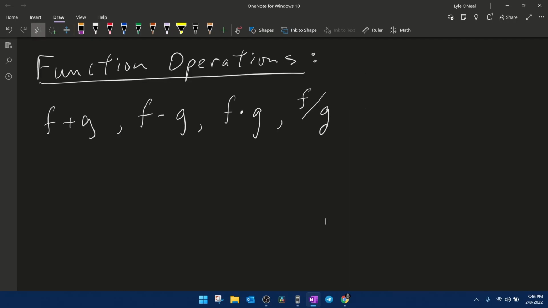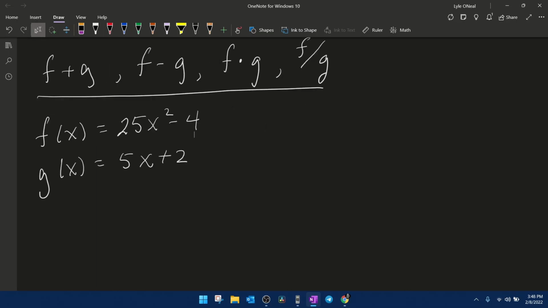And the last concept that we need to cover in this section is function operations. That would be addition, subtraction, multiplication, and division of functions. So to illustrate the function operations listed, we're going to start with f of x equals 25x squared minus 4, and g of x is 5x plus 2.